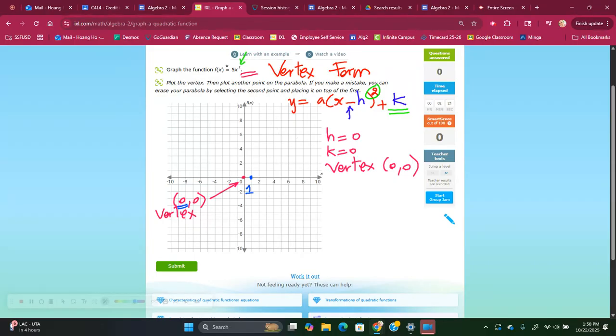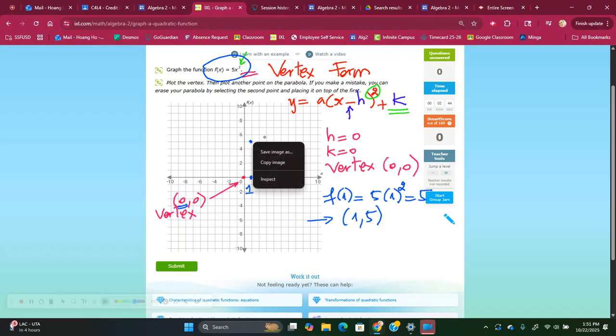So the function is right here, f of x equals 5x squared. Now I want to find f of 1. So 5 times 1 squared equals 5. It means that we have one more point, (1, 5). Okay, so let's go and find (1, 5). Where is it? It's right here. So this point is (1, 5).